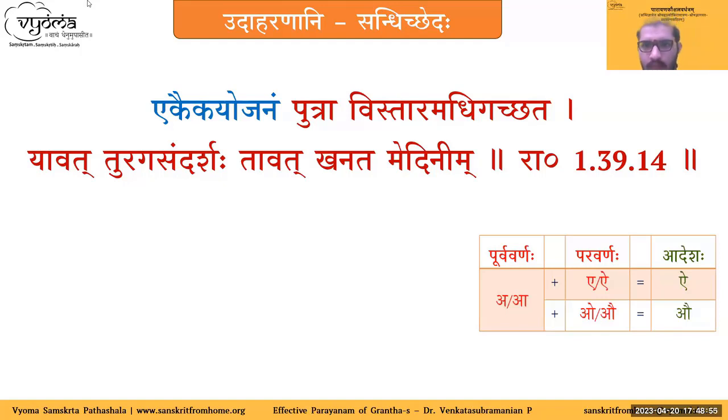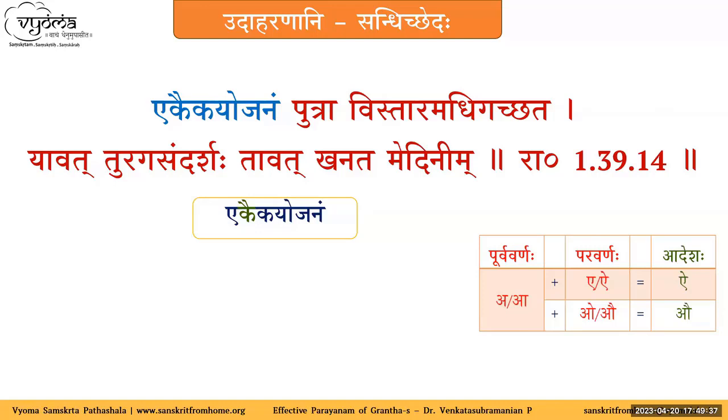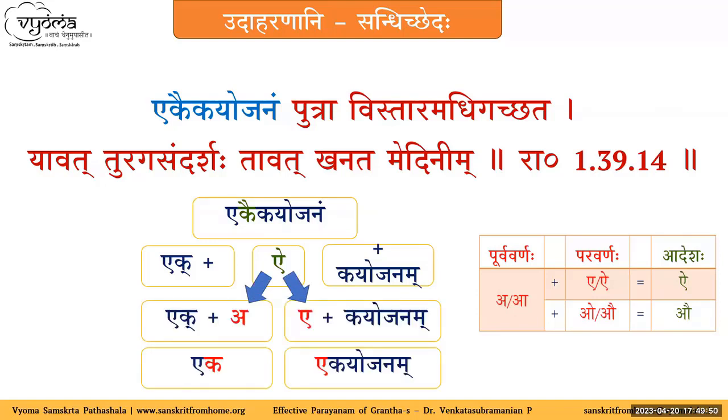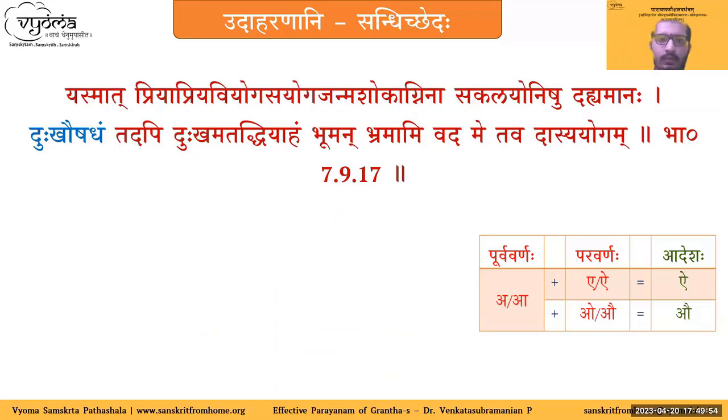Yugal Goenka. Ram. Ekekayojanam putra vistaram adhigacchata, ayavat turanga sandarsha tavat khanata medinim. Ekekayojanam: eka plus ekam plus yojanam. What is the Purva? Akara. Akara is there and the following is e, so it becomes the long ai. Samyak uktam. Dhanyavadah.